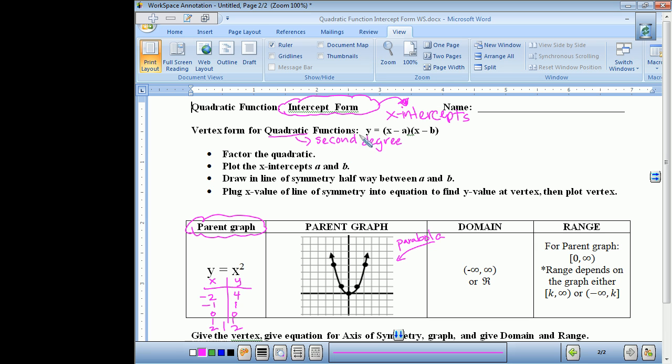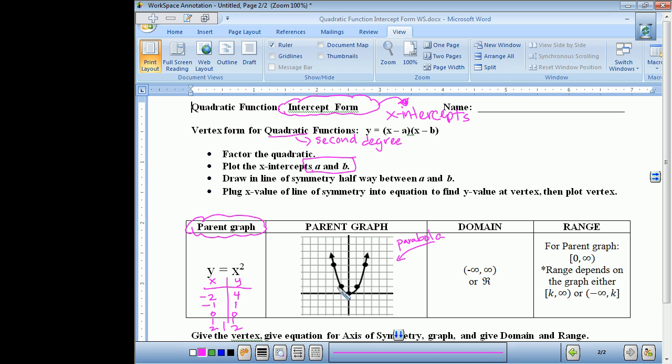Okay. Today, we're going to graph these parabolas using our x-intercepts. We're going to find the x-intercepts, and they come from factored form. If it's factored to x minus something times x minus something, my x-intercepts are those somethings, the a and the b.